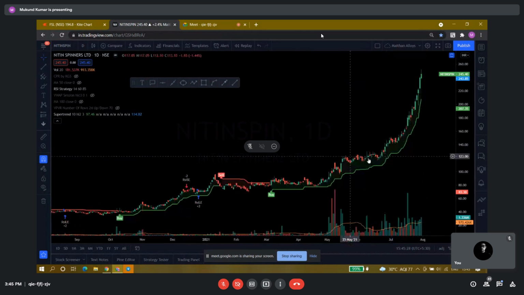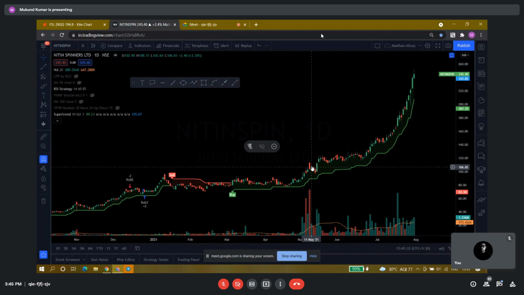See again, do you see this Nitin Spinners chart? If you had taken this entry at this breakout level, and you followed this supertrend, for those who are long term investors, it has not given you any exit. You are simply in it, and you don't have to do anything. You are simply watching this, and you are simply getting profits and profits and profits. Nothing to do, nothing to worry about.